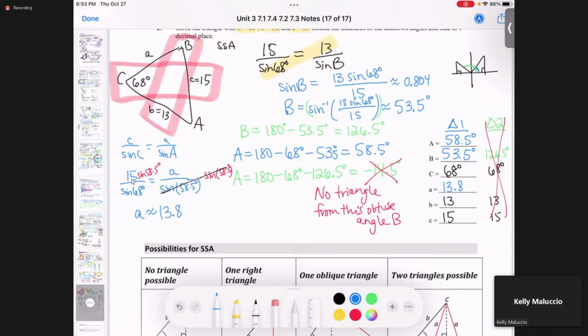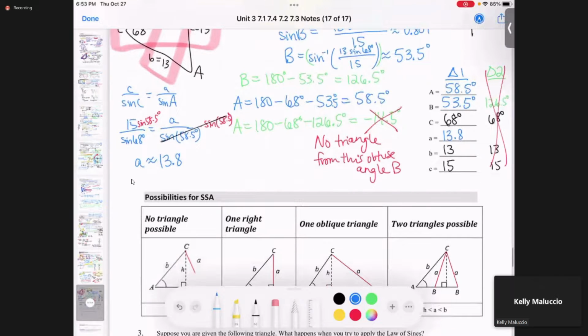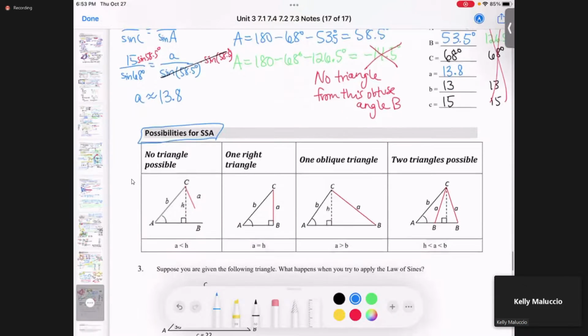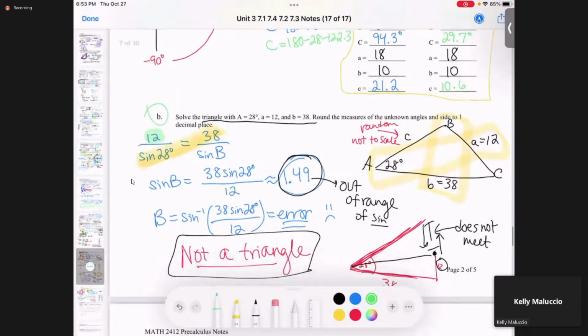Okay, so now we're just going to summarize what we saw, or what we can see here. So side-side-angle. In every possible triangle, the possibilities that we can get for side-side-angle. So the first one, no triangle possible. This was example B above, right? Just scroll up.